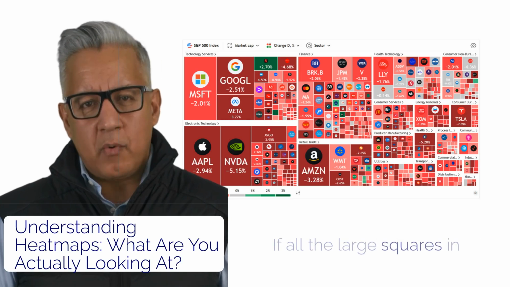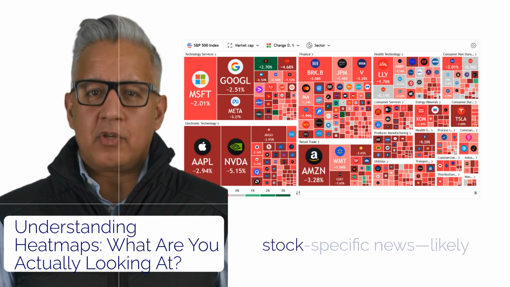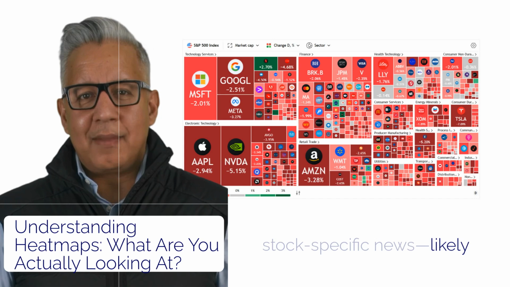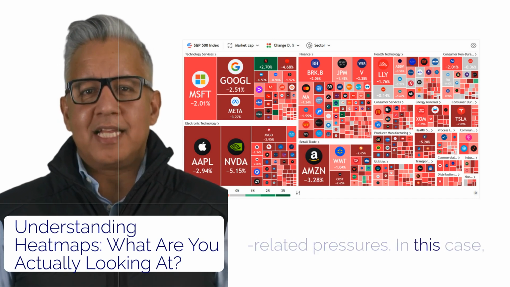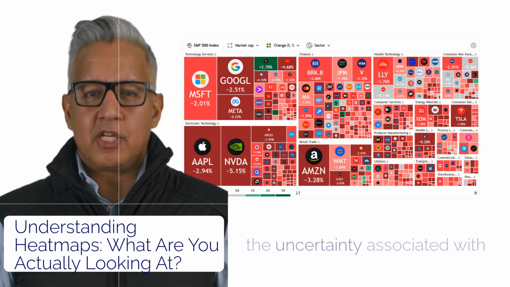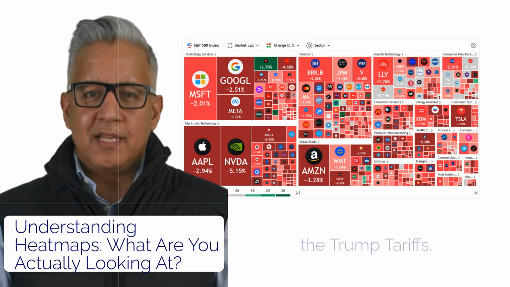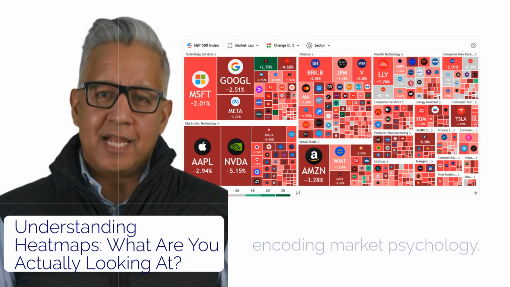If all the large squares in electronic technology are red, it signals something broader than stock-specific news, likely macro, regulatory, or sector-related pressures. In this case, when we took this screenshot, the market was still reeling from the uncertainty associated with the Trump tariffs. This structure means the map isn't just showing prices, it's encoding market psychology.